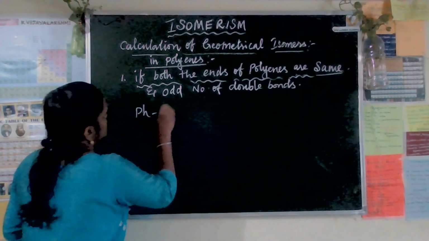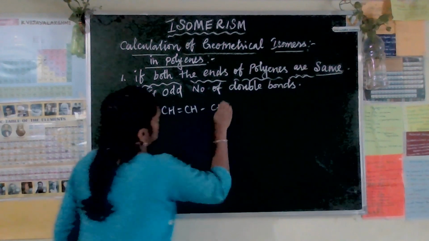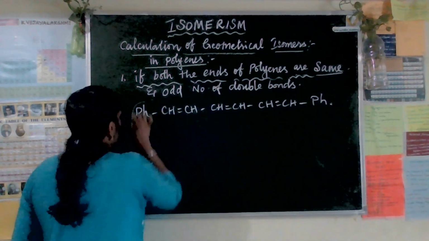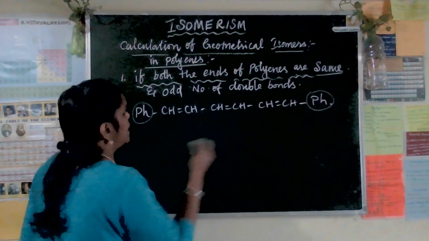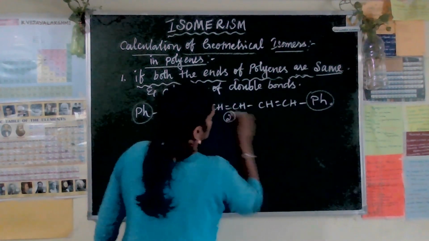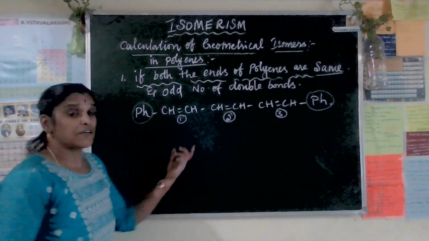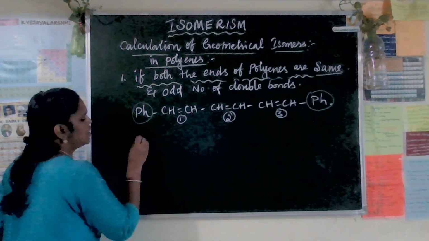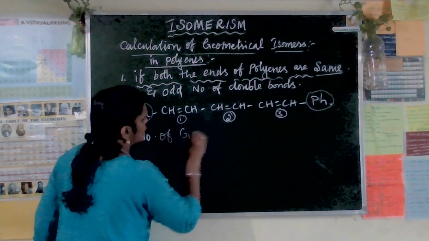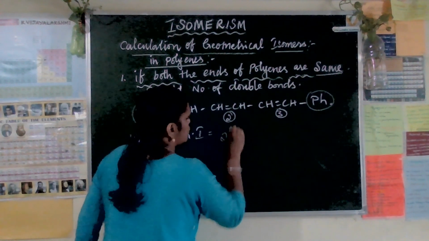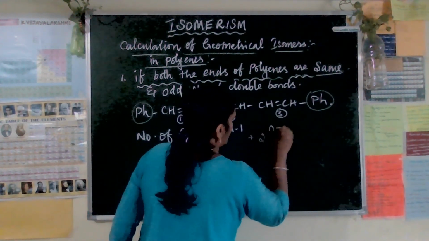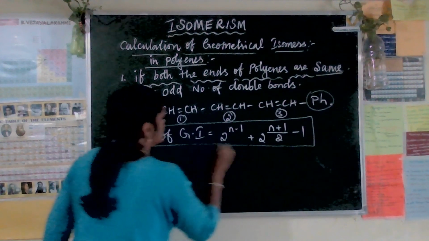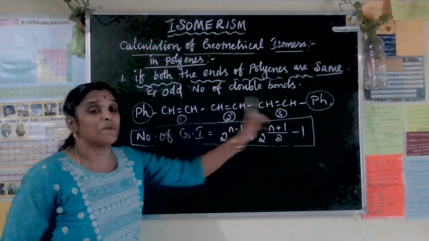Now Ph we can take it, CH double bond CH, CH double bond CH, CH double bond CH and Ph. Okay, both the ends are same. Then second one, here double bonds. How many double bonds are there? 1, 2 and 3. Odd numbers. Now what is the formula we are using to identify how many number of geometrical isomers are possible? Number of geometrical isomers equals 2 to the power of n minus 1 plus 2 to the power of (n plus 1)/2 minus 1. So this is the formula we are using to identify for this compound how many geometrical isomers are possible.